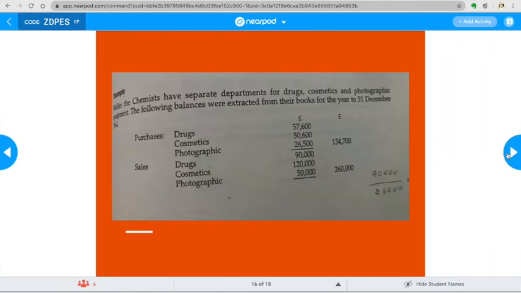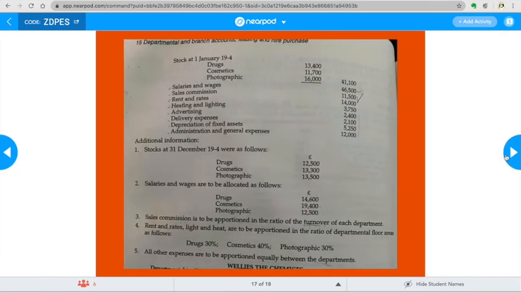This is a chemist. They have separate departments for drugs, cosmetics, and photographic equipment. The following balances were extracted from their books for the year to 31st December 1991. Purchases of drugs. Then this is sales of drugs. Now, when you look at this, they've given you the stock, and then you have your salaries and wages, sales commission, rent and rates. Let's just look at rent and rates, which is, I believe, 11,500. Am I right? Yes. Okay.